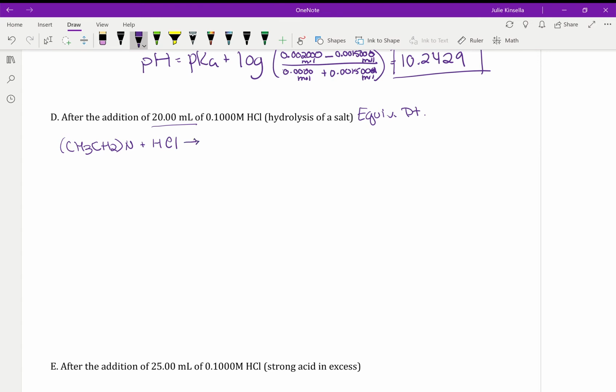Okay, so you're going to be producing your conjugate of your weak base, which is going to become very important in this step. And then your chloride ion, which is really just, think of it as like a spectator ion. Nothing's going to really occur with it, we're not concerned with it.